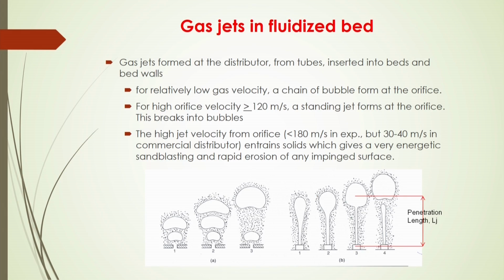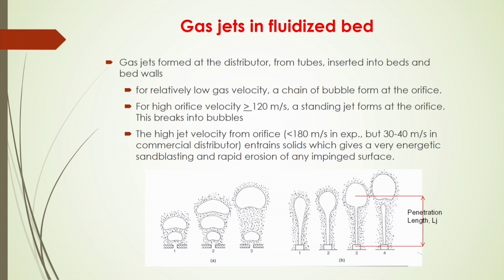Gas jets in fluidized bed. How is a gas jet formed in this fluidized bed from the distributor? Gas jets form at the distributor, and from tubes inserted into beds and bed walls. For relatively low gas velocity, a chain of bubbles forms at the orifice. For high orifice velocity, if it is greater than 120 meters per second, a standing jet forms at the orifice, and this breaks into bubbles.